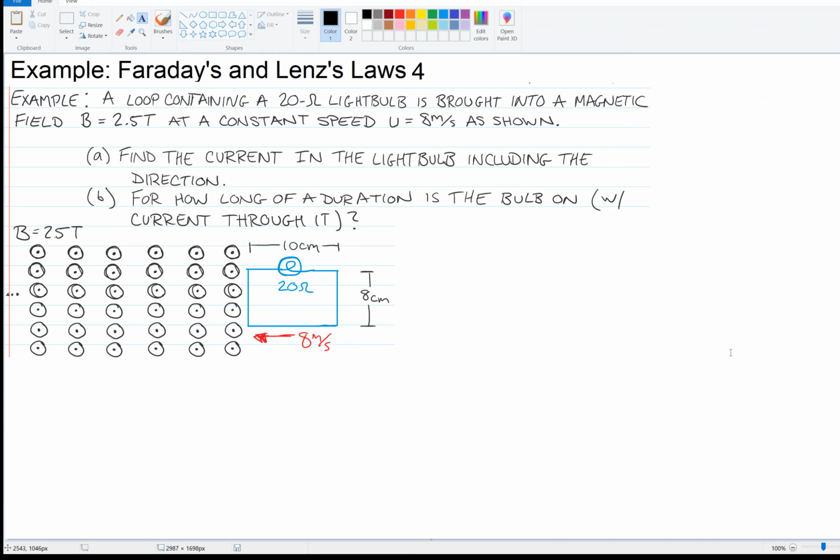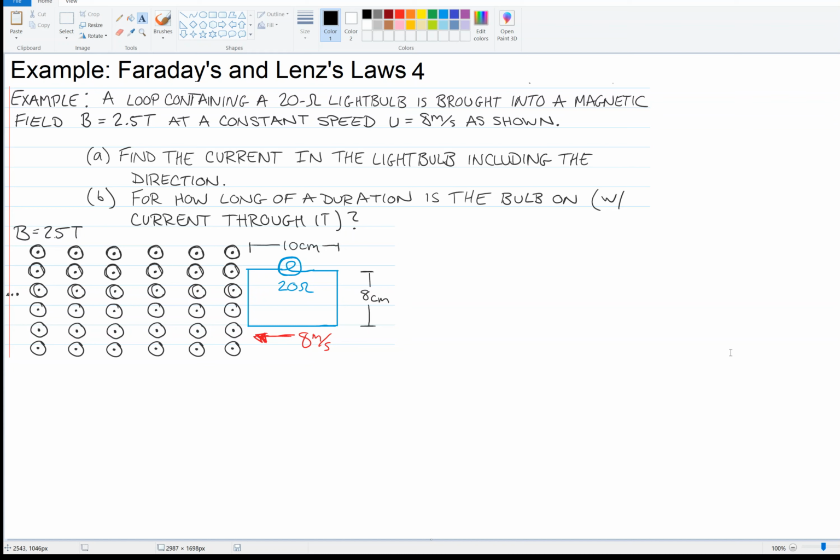And units are Tesla. Tesla, I'm just keeping you on your toes. Webers per square meter, same thing. And so the loop is brought into the magnetic field at a constant speed, 8 meters per second, and the figure shows it coming in from the right going to the left. And so we're going to find the current in the light bulb, including the direction.